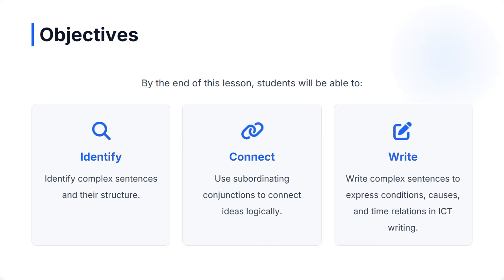By the end of this lesson you will be able to identify complex sentences and their structure, use subordinating conjunctions of different types to connect ideas logically in order to formulate a complex sentence, and as well be able to write complex sentences to express conditions, causes, and time relations in ICT writing.